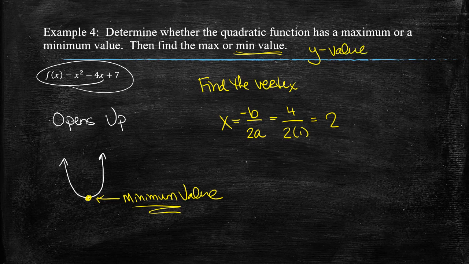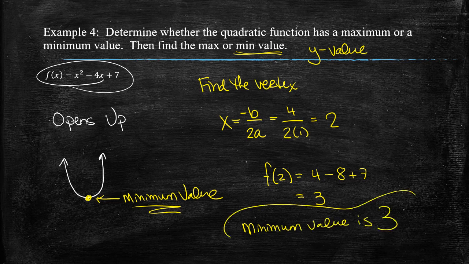So we need to plug in a 2 for the x and see what we get back. So f of 2 is going to be 2 squared, which is 4, minus 4 times 2, which is 8, and then we add 7, so we get 3. Good. So the minimum value is 3. If you're asked where that minimum value occurs, then the answer is 2. But if you're just asked for the minimum value, it's the y value. So in this case, it's the number 3.